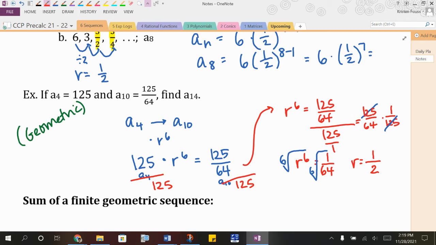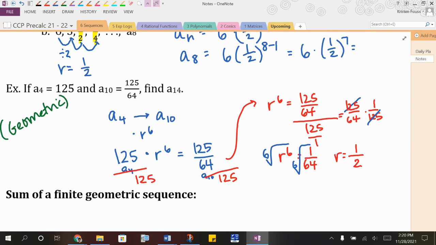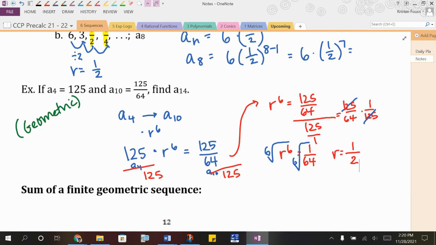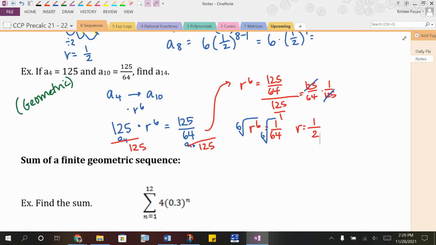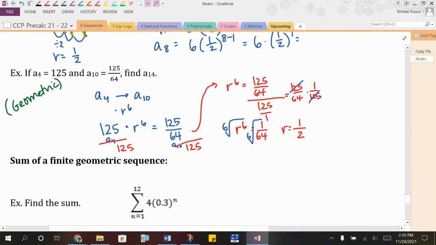Okay, so where were we? We are trying to find A14. We have some options. We could write up a formula for this thing, except that we don't know what the first term was. So that is kind of out. Or we could build on what we do know. If I know the fourth term is 125 and I'm trying to find the 14th term, I just need to multiply by r 10 times because those are 10 terms away from each other.